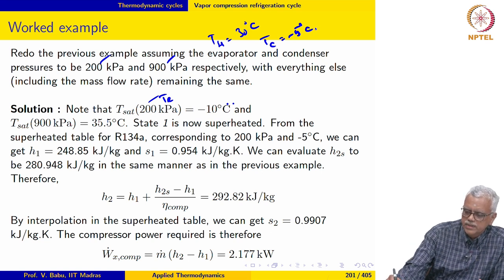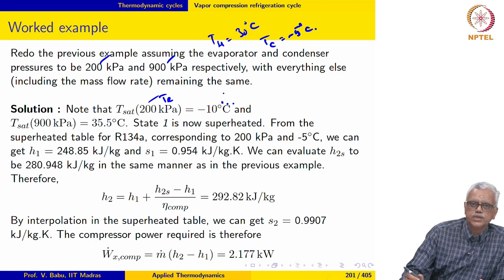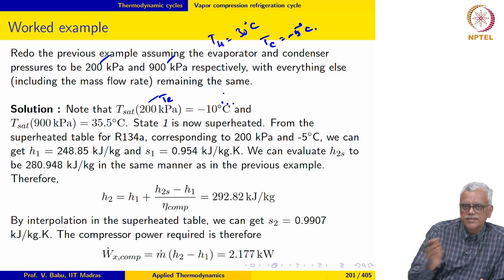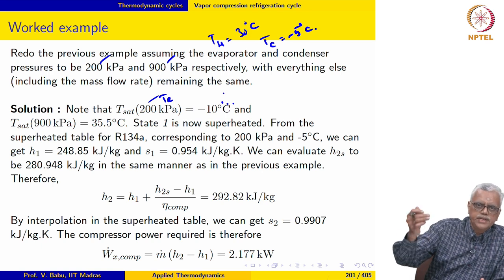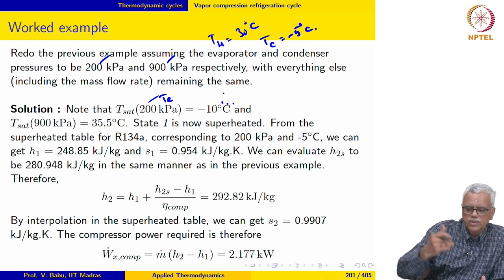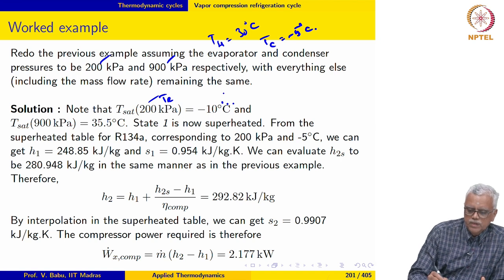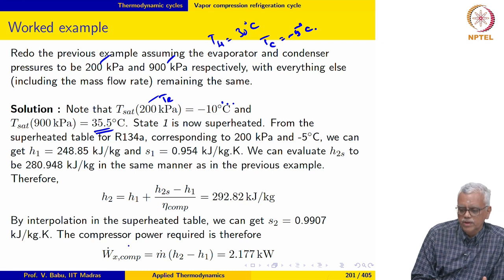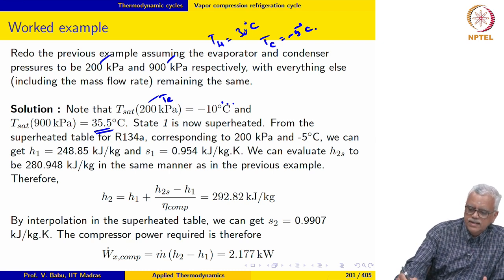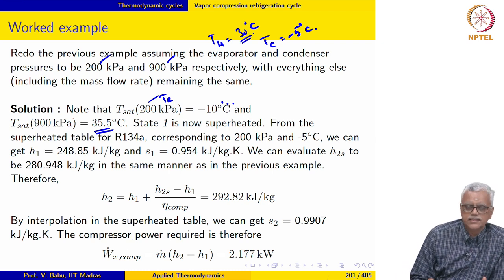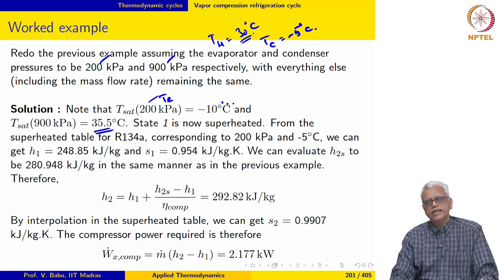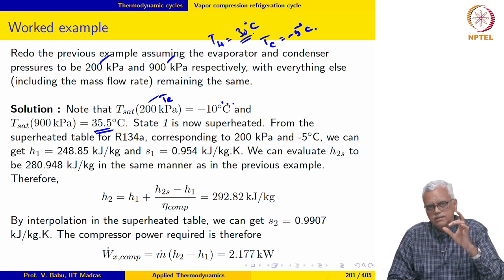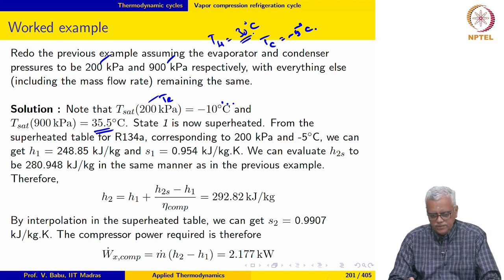Okay, so that heat can be abstracted by the refrigerant from the refrigerator compartment. So, refrigerator compartment is maintained at minus 5 degrees Celsius, but the refrigerant is at a temperature of minus 10 degrees Celsius when it enters the evaporator. So, that means heat flows from the refrigerator compartment to the refrigerant. Similarly, Tsat corresponding to the condenser pressure is 35.5 degrees Celsius, whereas the ambient temperature is 30 degrees Celsius. So, heat transfer can comfortably take place between the refrigerant and the ambient.